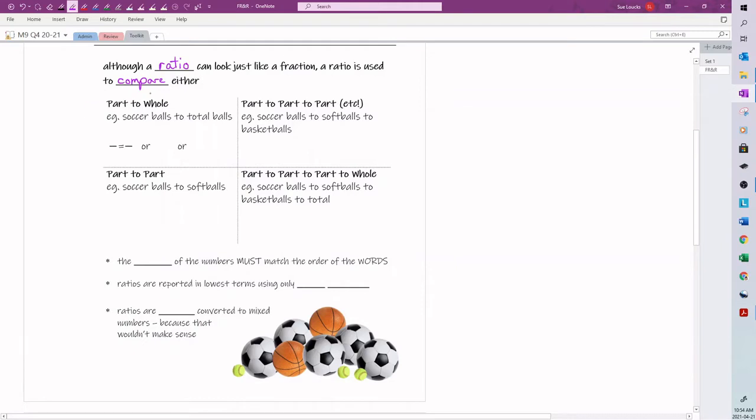So if I'm going to compare, I can do part to whole. So I can compare the number of soccer balls to the total number of balls. And there are 5 soccer balls and there are 10 balls in total. And we also leave our ratios in lowest terms. So we're going to reduce that to 1/2. So that looks just like a fraction. When we say this, we say it's a ratio of 1 to 2.